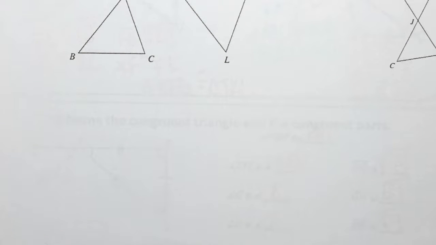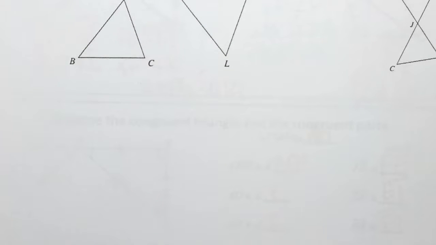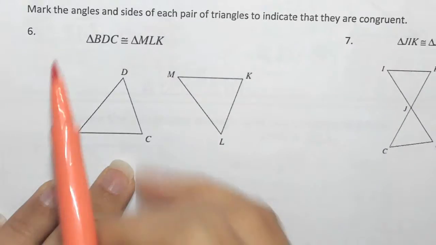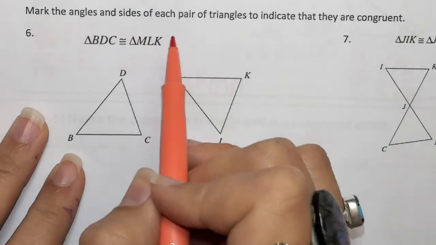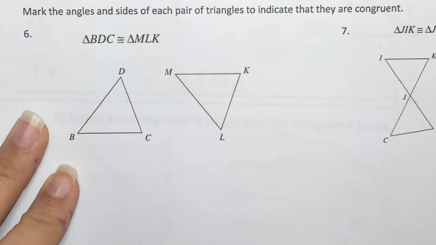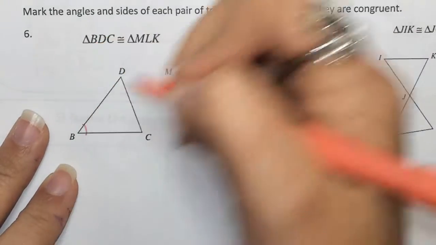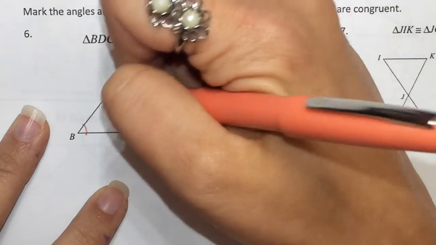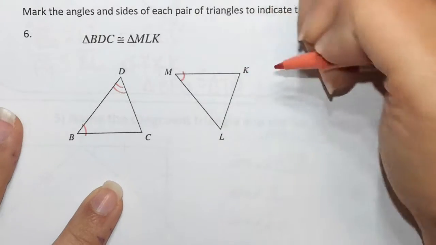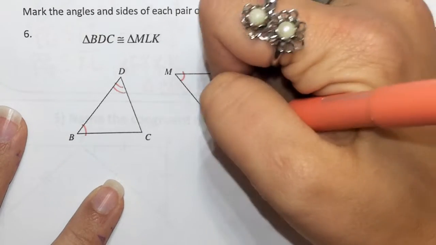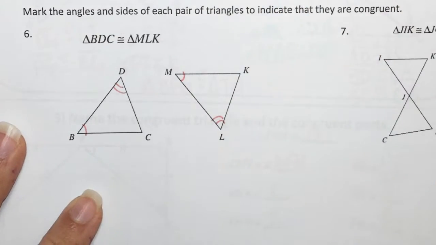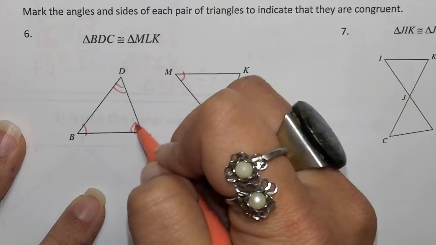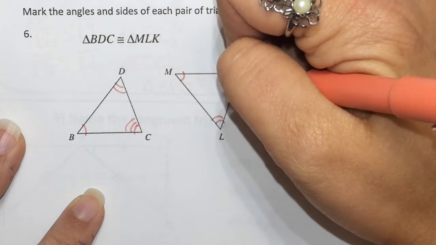It says mark the angles and the sides of the triangles to indicate that they are congruent. So, BDC is congruent to MLK. B is going to have how many rainbows? 1. And M will have how many rainbows? 1. Okay, what about D? 2. And what matches up with D? L. Look at us go. And C would have? 3. And it matches up with?